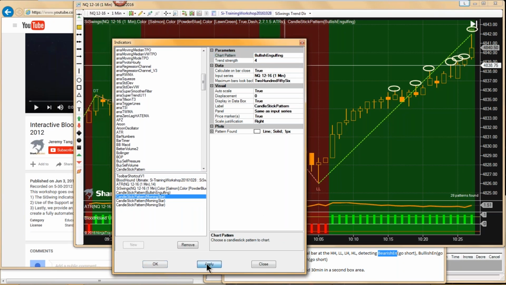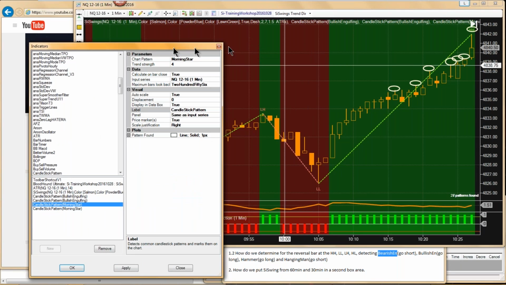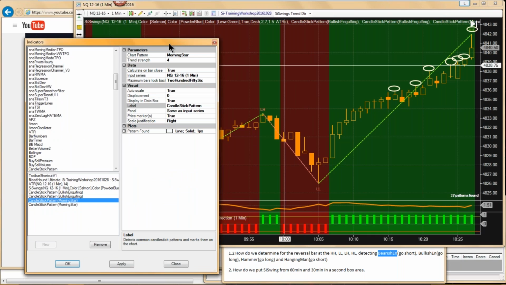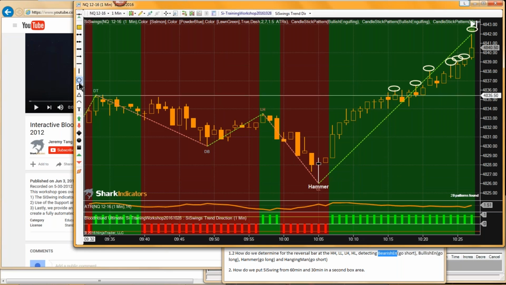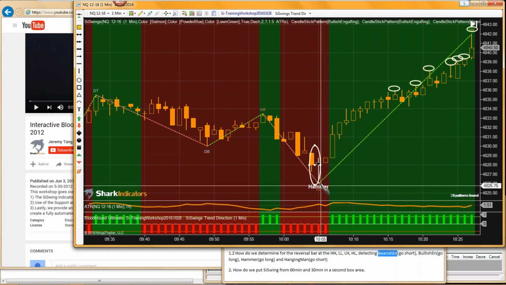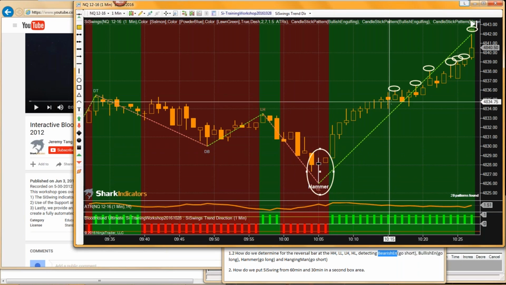There we go. There's a bullish engulfing. And we need a hammer and a hanging man. All right, there's a hammer and a hanging man. Hey, bingo. All right. There we go. Very nice.